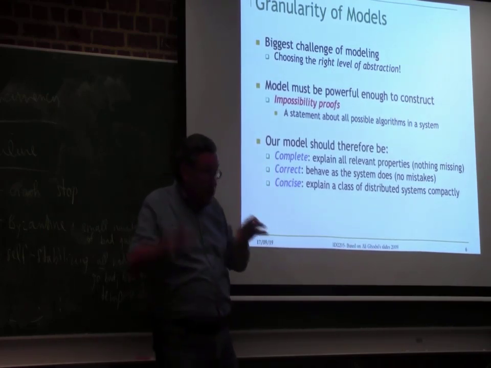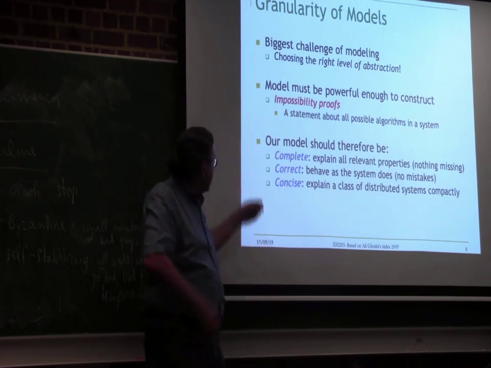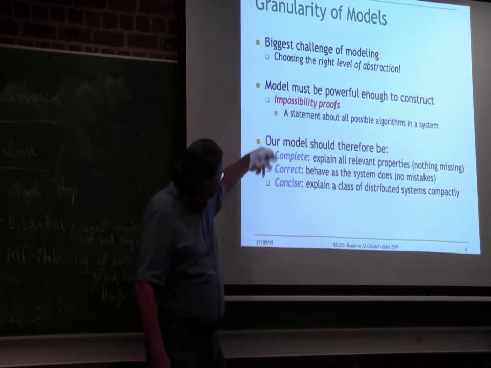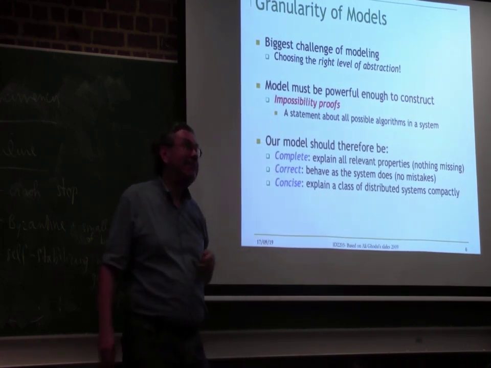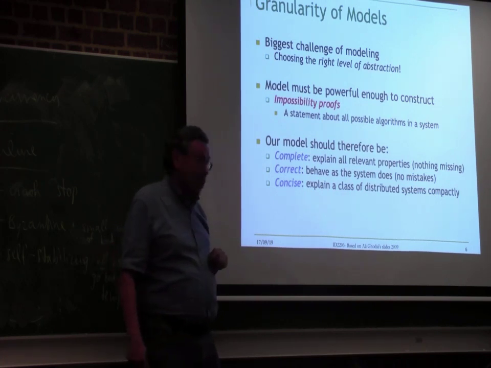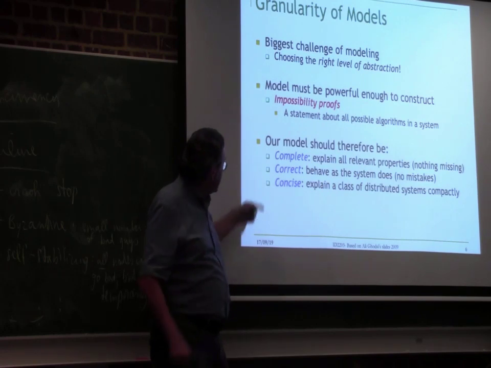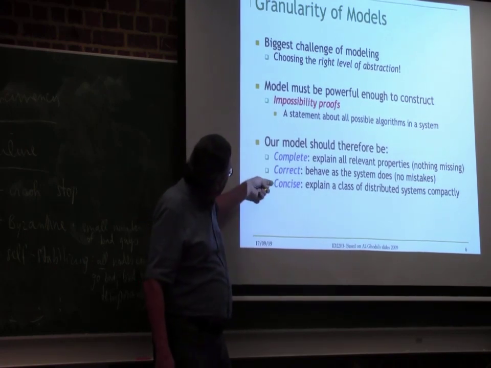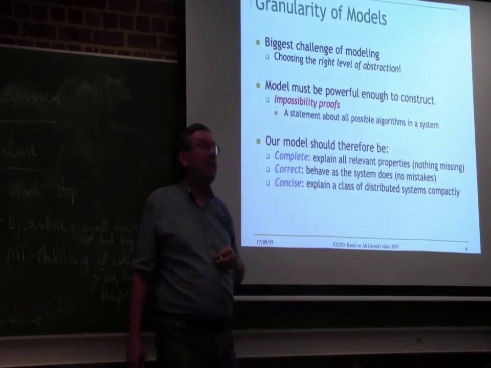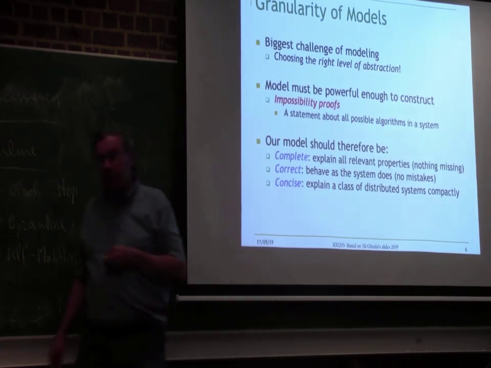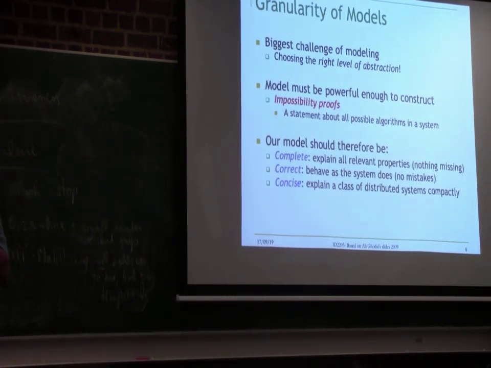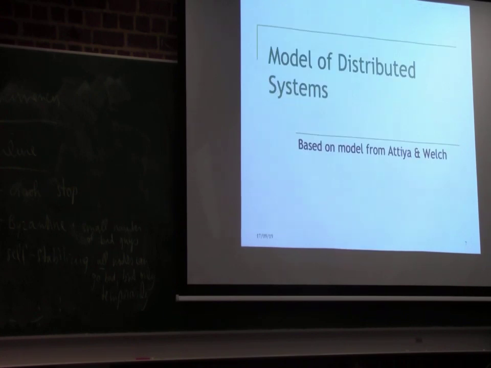So we're going to define a model of distributed systems that hopefully is complete and correct, good enough that it will let us do lots of interesting stuff. It's not too complicated, and it's also concise. We don't want it to be too complicated. You can't define everything in terms of quantum physics. That would not be very realistic. Okay? So that's what we're going to do.